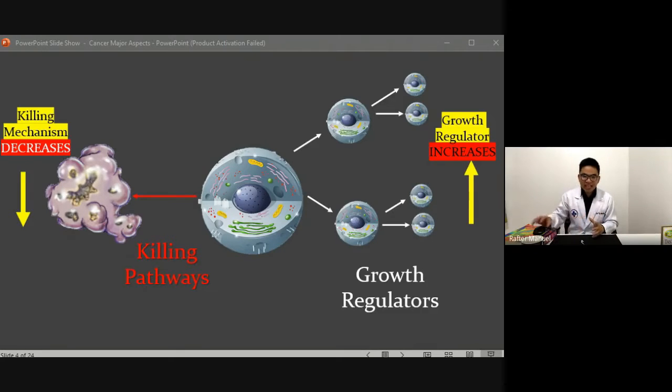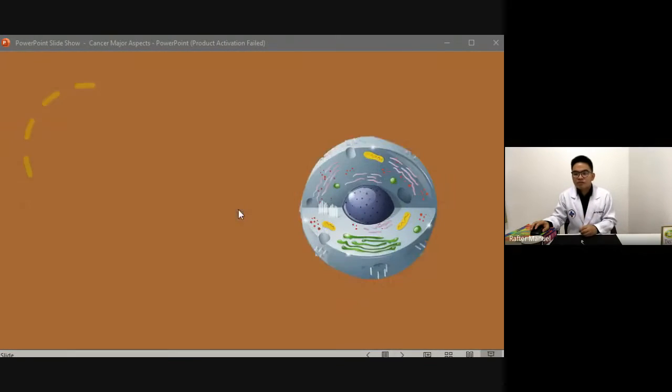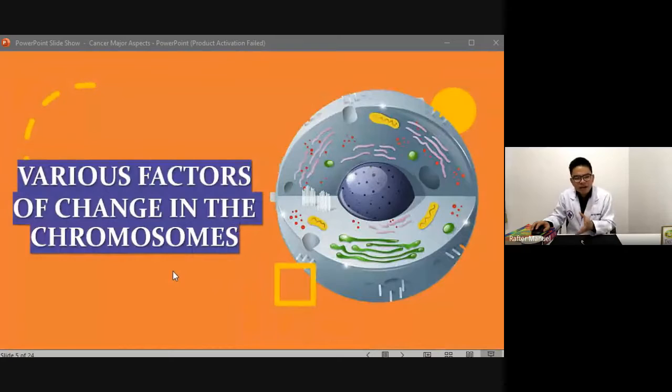Something triggered in the nucleus region, here in the nucleus region, that caused the normal cell to become cancerous. There must be some change in the nuclear region because the whole system inside the cell is being controlled by the nucleus. Therefore, there must be some change in the chromosomes of the cells. So what are the various factors? What are the various factors of change in the chromosomes?